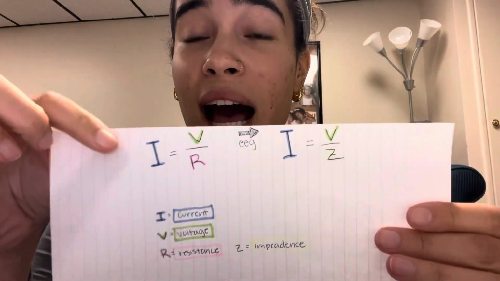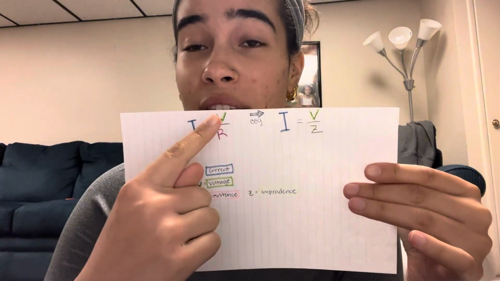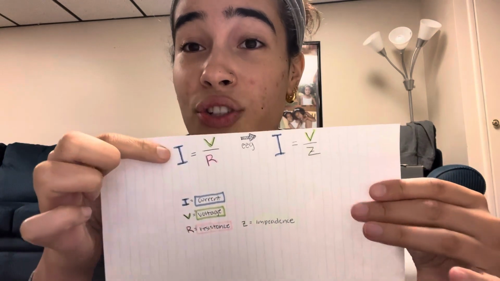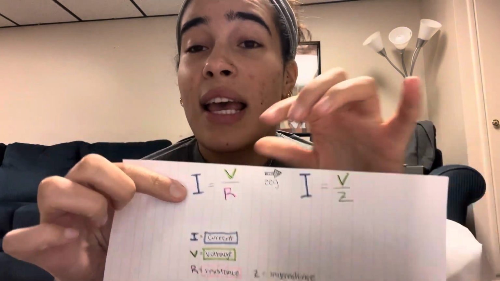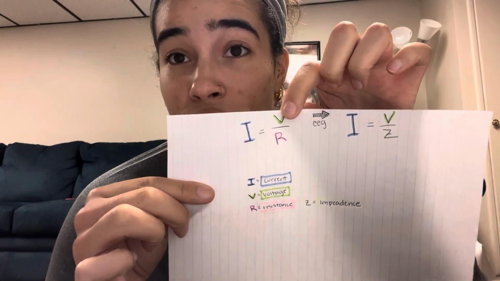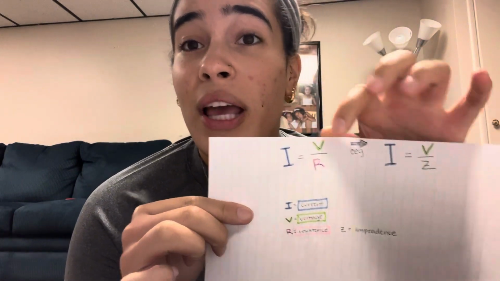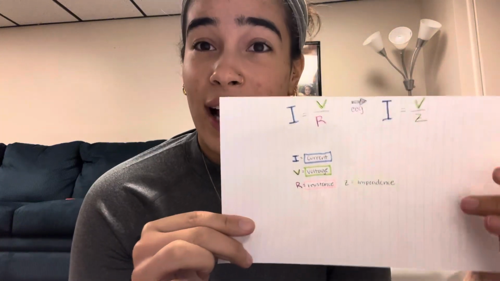So, Ohm's law is I is equal to V over R. I is current, which is the flow of electrons, and V is voltage, which is electrical potential, and R is resistance, which is the opposition to the flow of electrons.